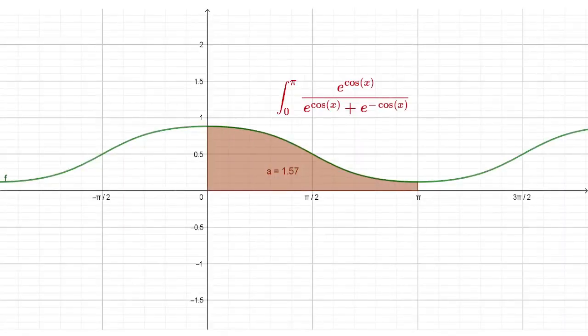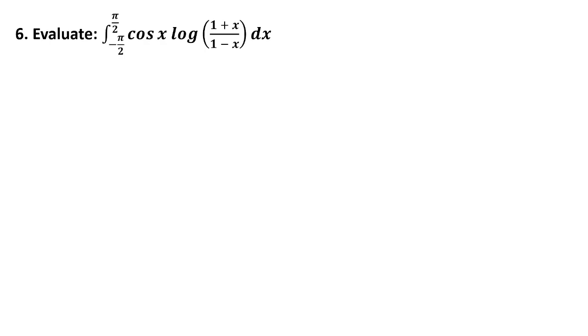This is the curve for that integral, e power cos x by e power cos x plus e power minus cos x. Approximately you are getting the answer. Well, let us move on to the next question.